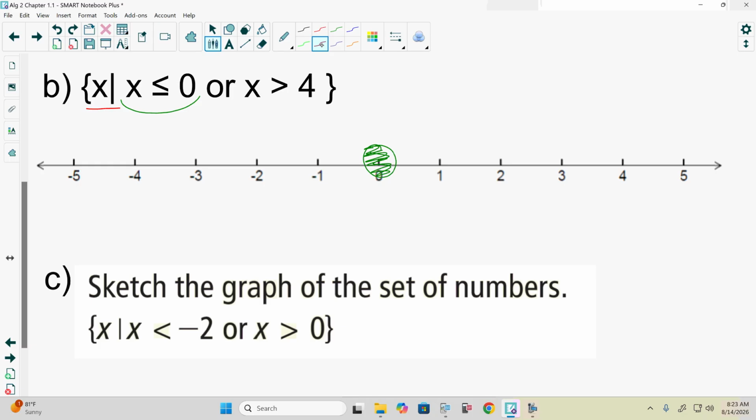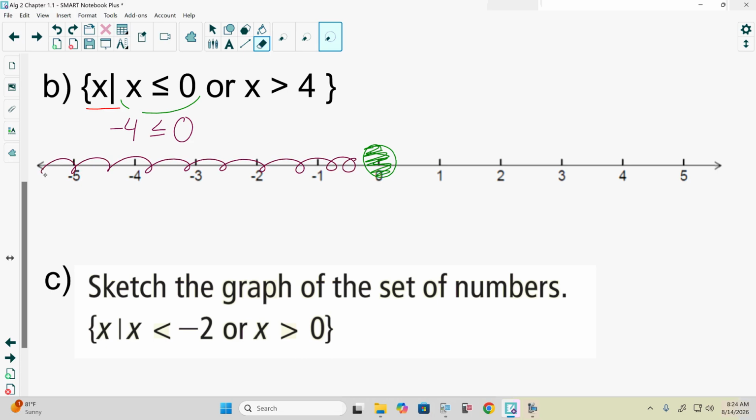So what's a number to the right? 4. Is 4 less than or equal to 0? No, so that's a false statement, yes? Okay, let's try negative 4. Is negative 4 less than or equal to 0? Yes. If it makes the statement true, it should be shaded. So we need to shade towards the left, negative 4.